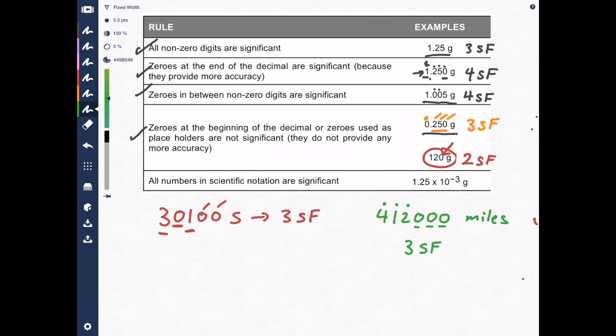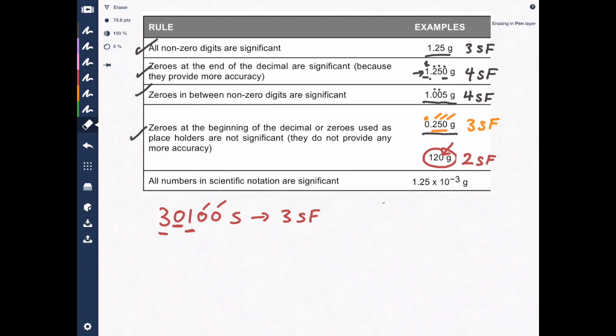Okay? Now, again, it's very simple. Just any 0 here, these zeros right here, are not significant because they're telling me the magnitude of the number. They're telling me the number is large. Okay? But they're not necessarily measured, so they're not significant. All right, very good. Let's clean this up a little bit, and let's move on to the last example.